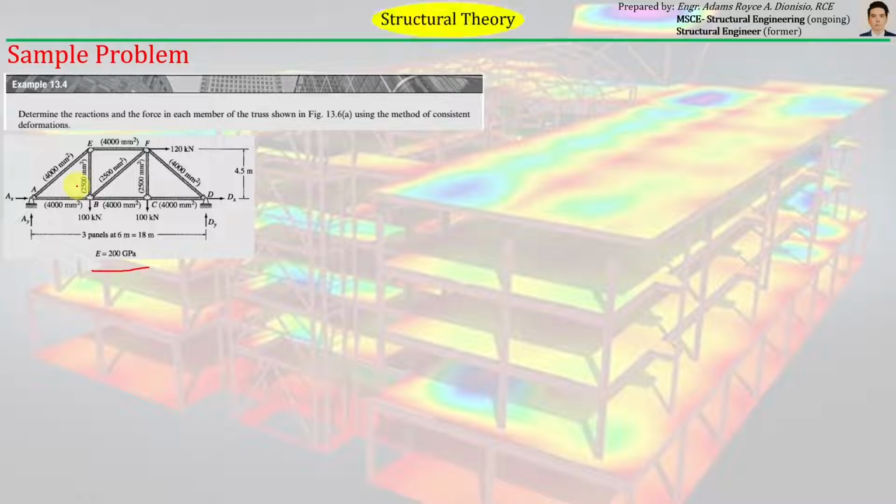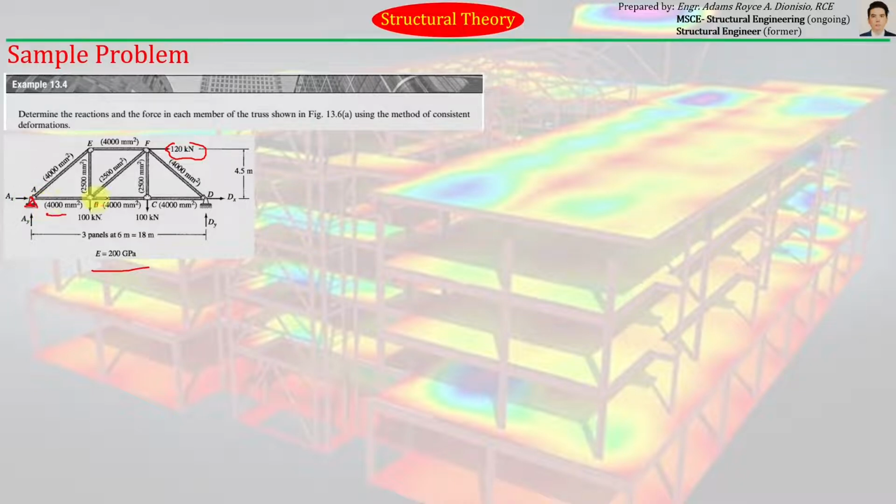So this is the truss. The corresponding properties of each member are already given in the figure. The cross-sectional area around the truss is equal to 4,000 mm squared, and the other members have a cross-sectional area equal to 2,500 square mm. Then we have an applied load of 120 kilonewton here, and two hinge supports. We have one hinge here and one hinge here. So there are a total of four unknowns here.